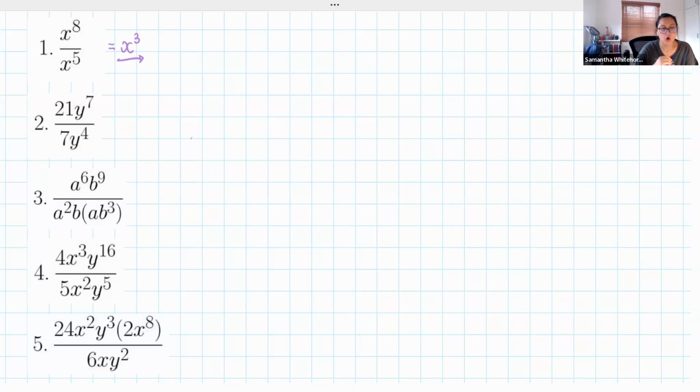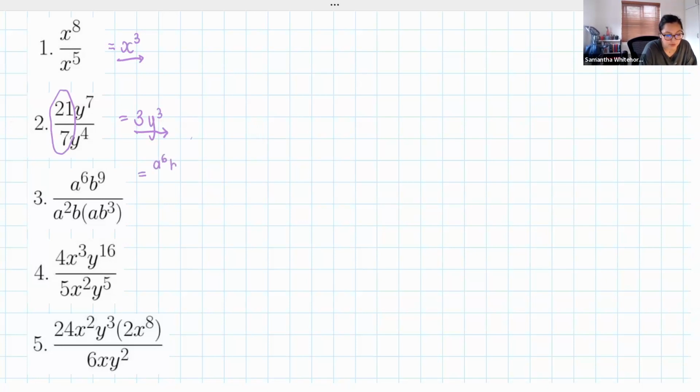We just have a coefficient there. So remember, SNV, positive divided by a positive is a positive. 21 divided by 7 is 3. Y to the power 7 divided by y to the power 4, y cubed. Right, from 3, things do start getting a bit trickier because there's a little more that we have to deal with. So if we look at question 3, the numerator is fine.